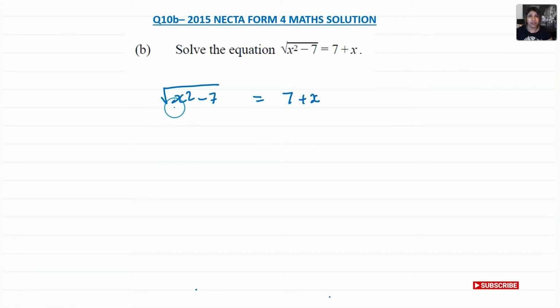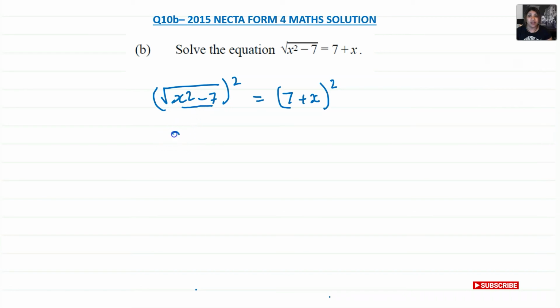We have a square root on one side, but not on the other. Now we need to use this x squared. What are we going to do? Well, we need to release it from the square root symbol. What can we do? If you square a square root, you will get what is inside. So I'm going to square both sides. If I square a square root, then I'll just end up with what is inside here.